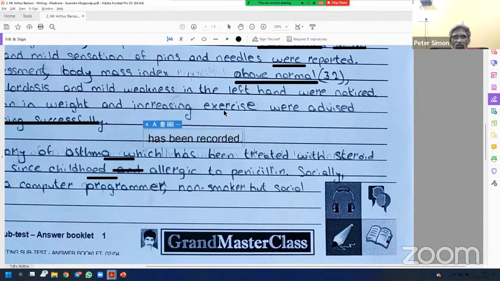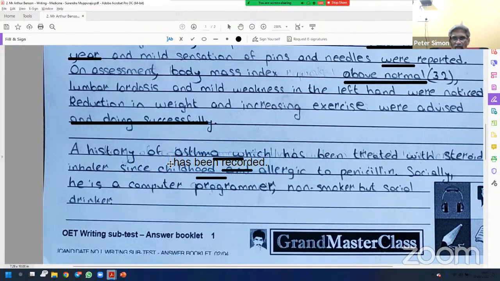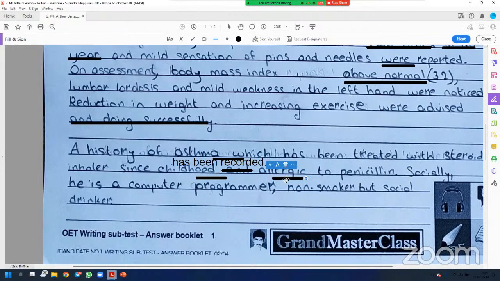I'm not writing all those things, okay? You can take a picture of that one and send it to me afterwards, and I'll check whether you have written it correctly or not. Allergy to penicillin, not allergic to penicillin. You can write he is allergic to penicillin, or allergy to penicillin has been noticed.